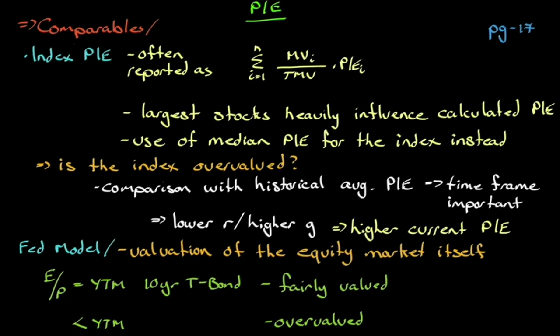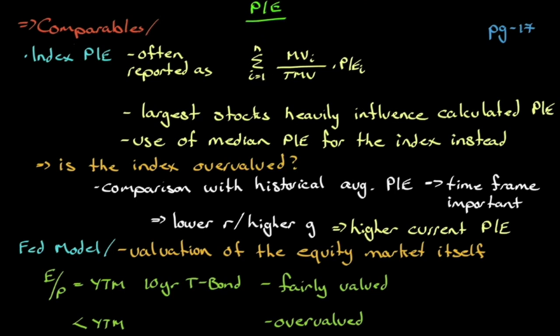So a better way to do it would be to rank all the companies from highest PE to lowest and take the middle one, or the average of the two middle if you have an even number of constituents. You can do that. Or a common way, a very common way, that the PE of the index is typically reported is as a weighted average of the PEs.